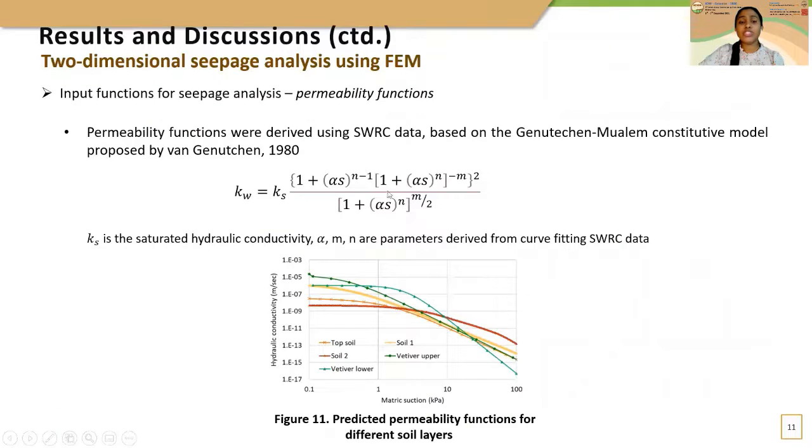In order to obtain the permeability functions, we derived them from the soil water retention curves using this equation.